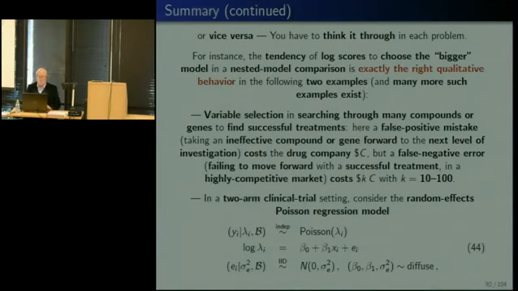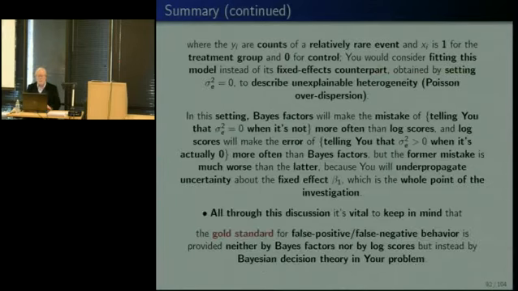Also, in a 2-arm clinical trial setting, look at that random effects Poisson regression model we were looking at before. The Y_i, again, are counts of relatively rare events, and the X_i, the indicator variable, is 1 for the treatment, 0 for control. Now, you would consider fitting this model instead of its fixed effects counterpart, which is obtained by setting the random effect error variance to 0, and you would fit this model to describe unexplainable heterogeneity. That's this Poisson over dispersion problem. And now in this problem, Bayes factors will make the mistake of telling you that sigma squared E is 0 when it's not, more often than log scores.